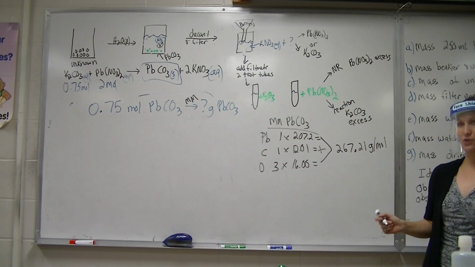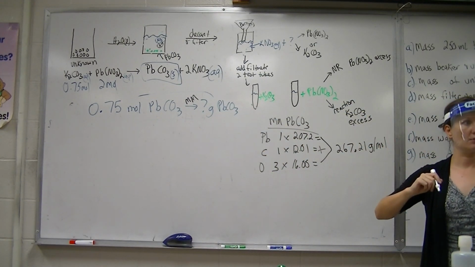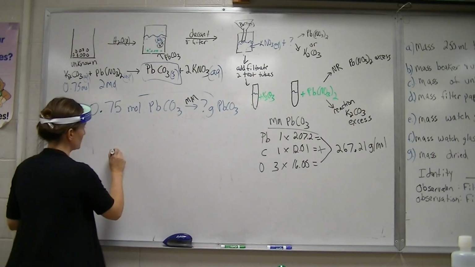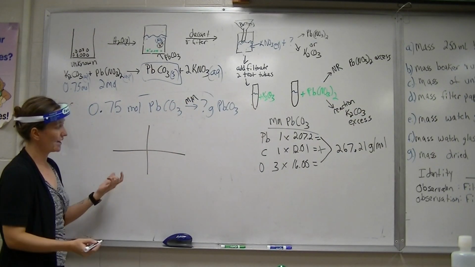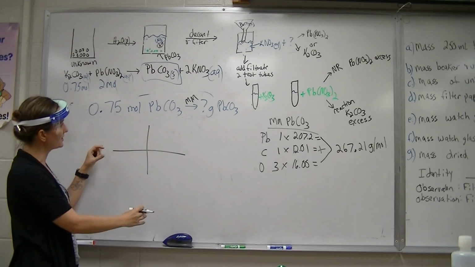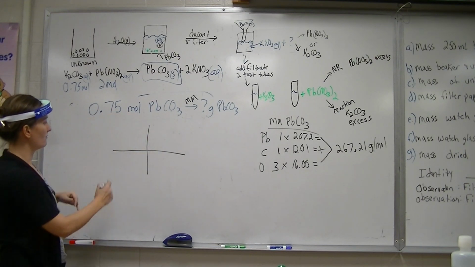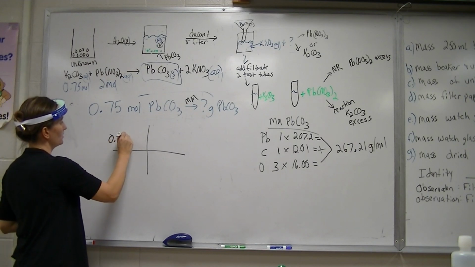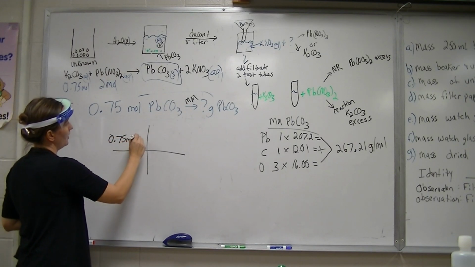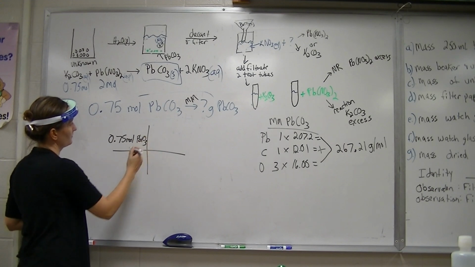When you do this in lecture, do you do the dimensional analysis way? Okay. So the dimensional analysis way, I call it the railroad tracks. You start by this plus sign, and what's always going to go in this upper left-hand corner is the number you're trying to convert. In this case, I'm going to put 0.75 moles of the lead carbonate.